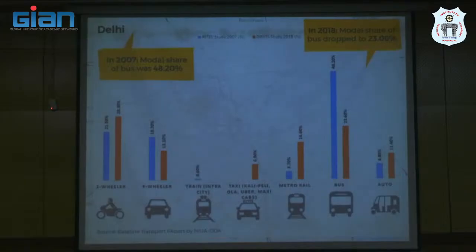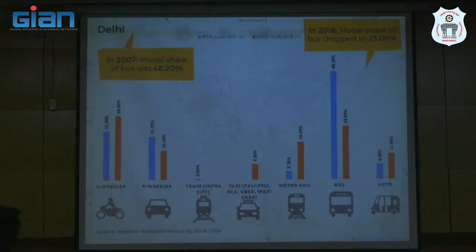So, of course, we have seen in the morning lecture the modal share of some of the major cities in India. If you see the two-wheelers, this is a study done by RITES in 2007 and the DIMTS in 2018. According to that, it is 21.5% two-wheeler and 28.3% two-wheeler.